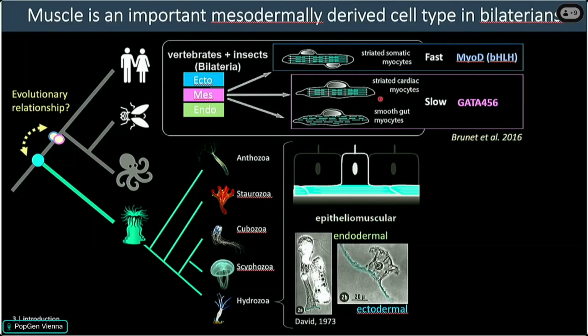Interestingly, in their development they are marked by different transcription factors. I just mention one here, for instance GATA 456 for the slow muscles, whereas the bHLH transcription factor MyoD is a very famous transcription factor regulating differentiation. If you transform a fibroblast with MyoD, it transforms into a striated muscle. So it's a master regulator of this whole cell type.